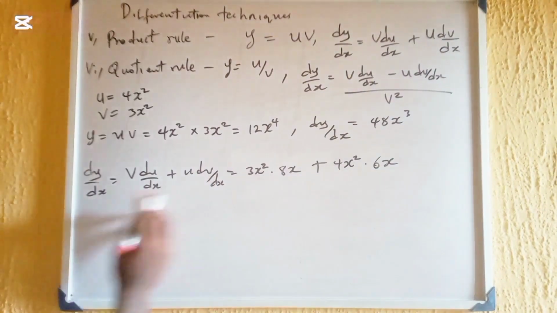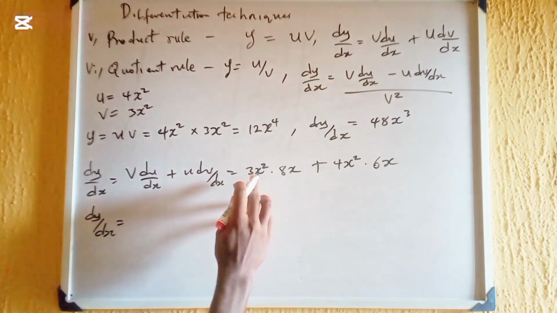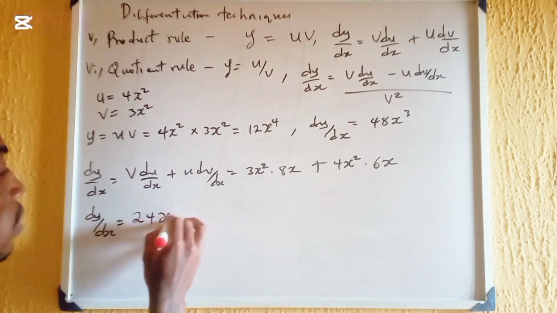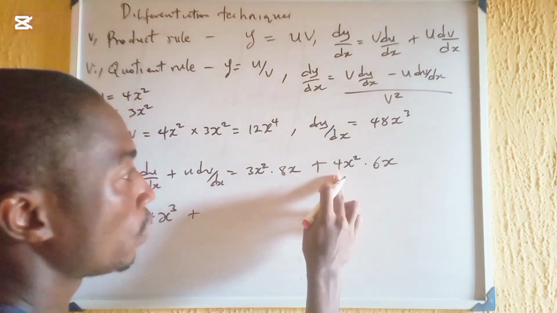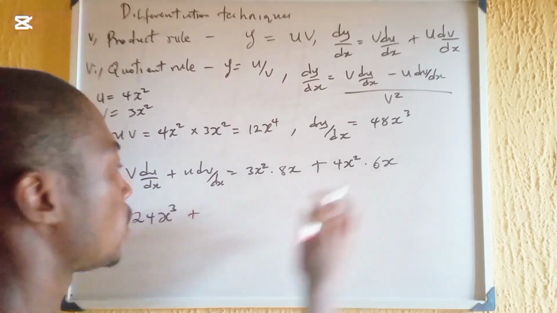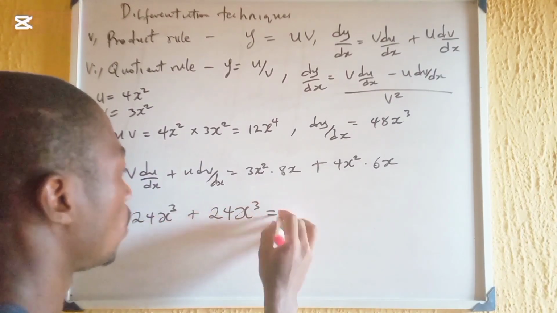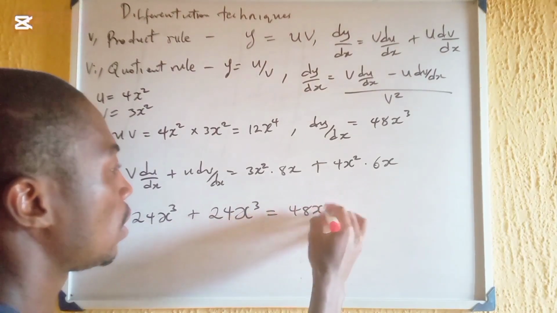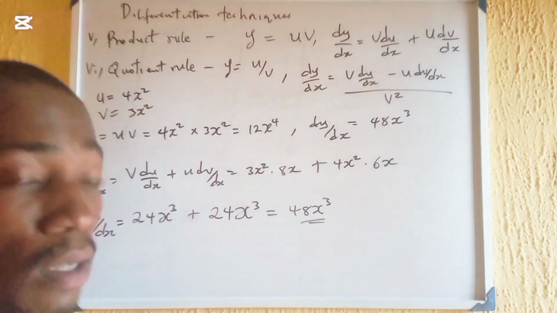So here we are having dy/dx is equal to 3x squared into 8x. That gives us 24x to the power 3. Then plus 6 times 4, that's 24. x squared times x, x cubed. So we still have 24x cubed. So 24 plus 24, we're having 48x cubed. So you can see that we got exactly the same answer.